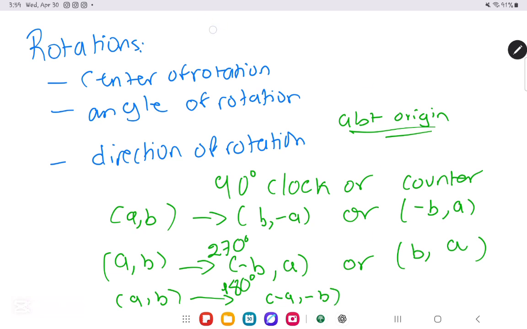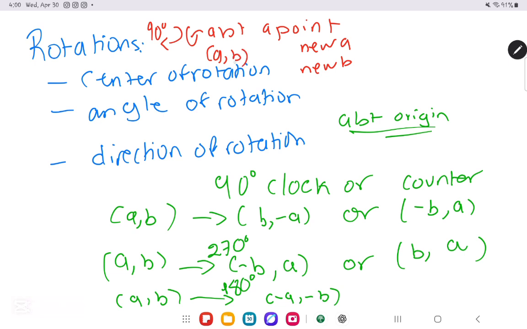This is about the origin. However, if we are dealing about a point, usually we will say 90 degrees rotation about a point. It could be either clockwise or counterclockwise. So if it's 90 degrees clockwise or counterclockwise about a point, very simply we need to find the new A and the new B. Let us say we're dealing with the point AB, and it is rotating about a point XY. Very important, keep these in mind: a point AB is rotating about a point XY. We'll need to find the new A and the new B.